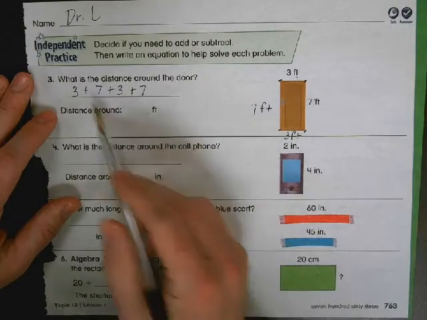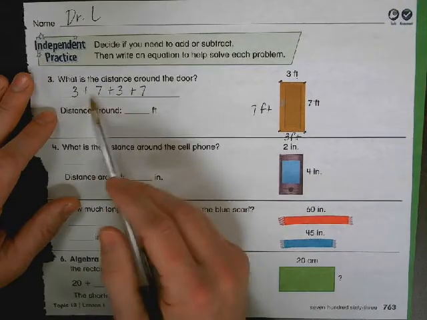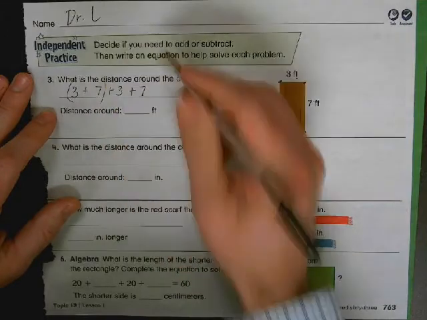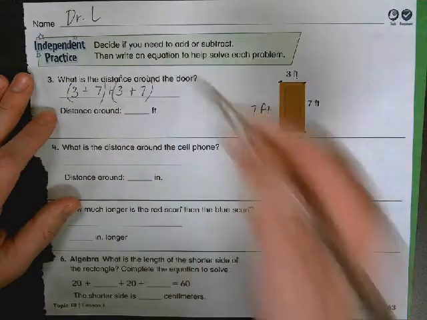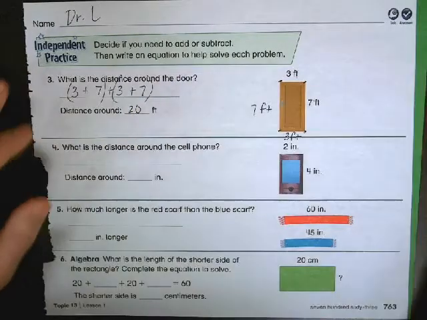So now I'm going to add 7 plus 3 plus 7 plus 3, or 3 plus 7, 3 plus 7. Now if you combine, 7 plus 3, I know that's 10, and then that is 10. The total is 20 feet.